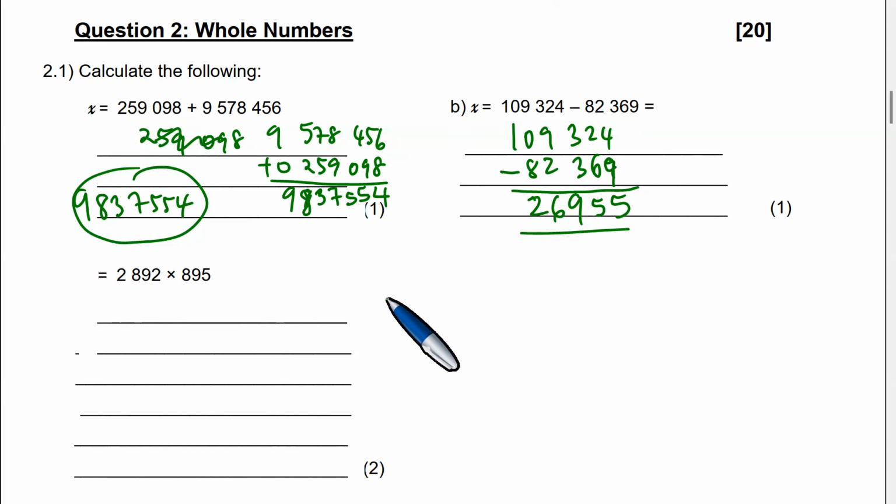Okay, let's check that one. So you shall have 2892 times 895. What is 5 times 2? 10. 5 times 2 is 10. And then now that is 2892. You multiply by 895.